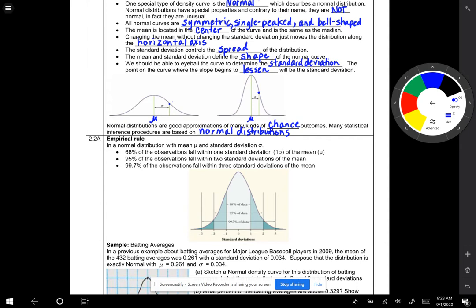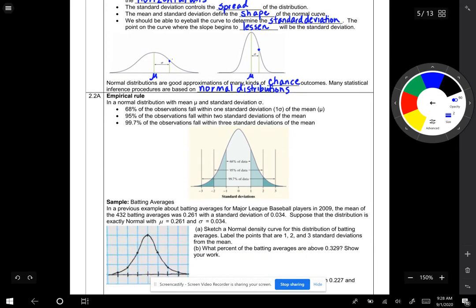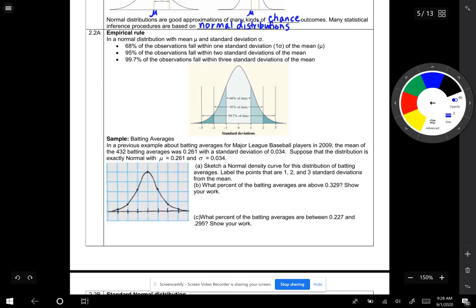So there you have it. The next thing we're going to talk about is the empirical rule, and you need to memorize these 3 values. You just need to, and that's the bottom line. So memorize those 3.